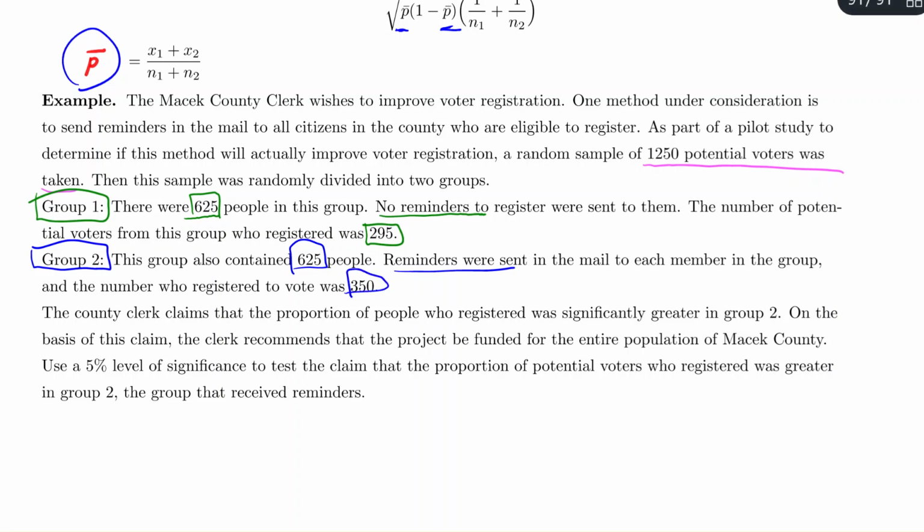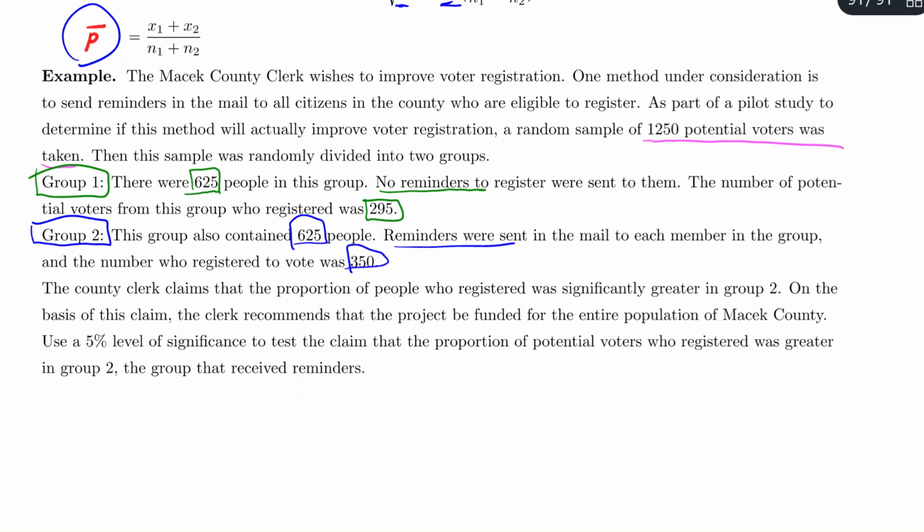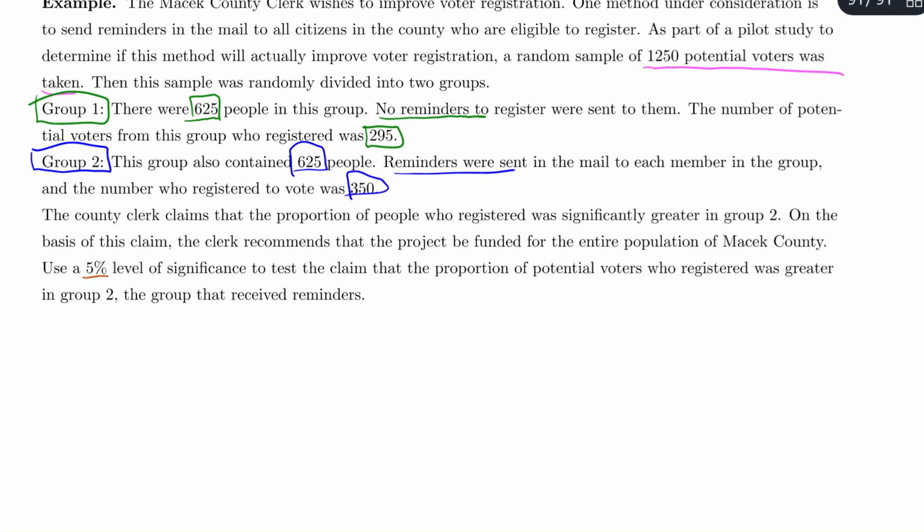So a little more. But the question is, the county clerk claims the proportion of people registered was significantly greater in group 2. Okay. On the basis of this claim, the clerk recommends the project be funded for the entire population of this Massachusetts County. Use 5%, 0.05 significance to test the claim the proportion of potential voters who registered was greater in group 2, the group that received reminders. Okay. So, again, let's organize this information we have.